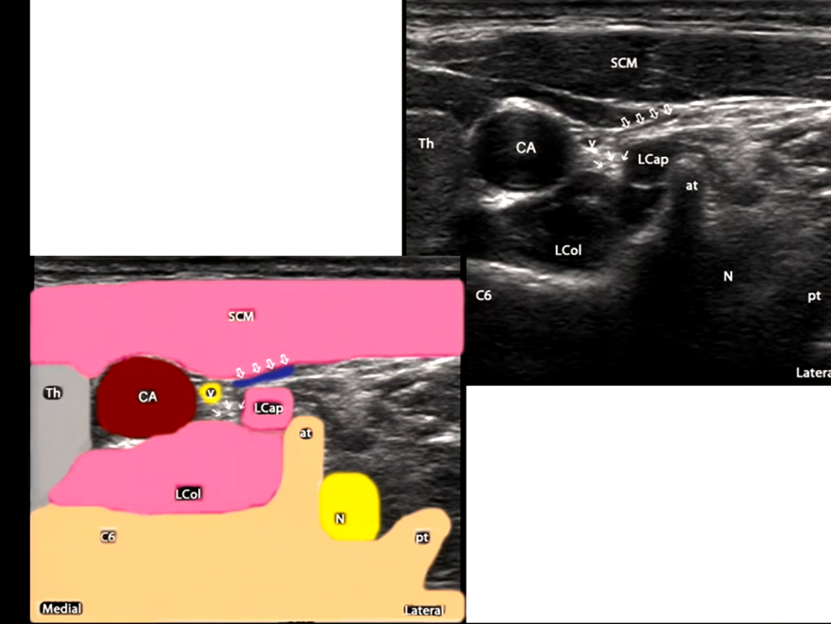So this is C6, longus colli muscle, and at C6 you start to see the origin or the insertion of the longus capitis muscle whenever you look at it. In the groove between those two muscles, usually this is the most reliable anatomy for the sympathetic chain. Sympathetic chain runs here. At the C6 level, this will be the middle cervical ganglion. That's why usually I tend to say cervical sympathetic block rather than stellate ganglion block.